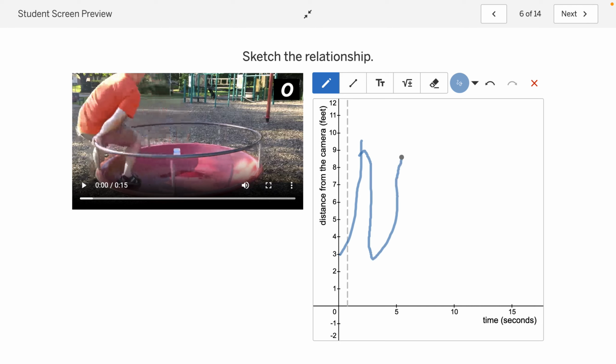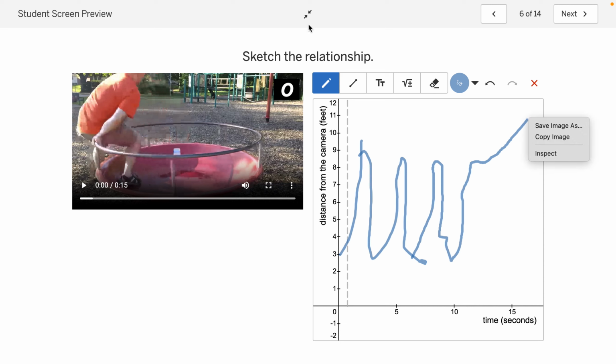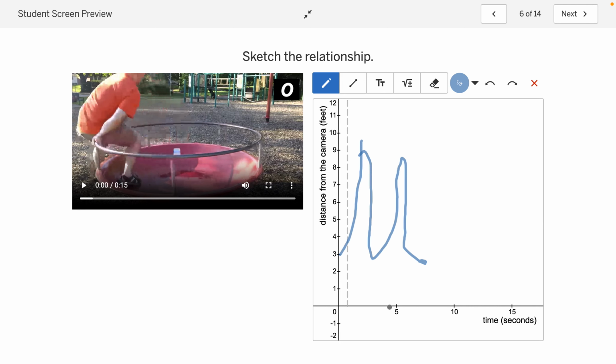Mr. Johnson, you're making a mess. That's okay. At 6 seconds, he's back to 3 feet away. And then at 8 seconds, he's back to 9 again. In about 10 seconds, he's back to 0 again. And then 11 seconds, he's back to 9 again. And then he kind of stayed there at 12 seconds. And then 13, 14, 15, he started walking away. Whoops. How do we do that there? Something like that.